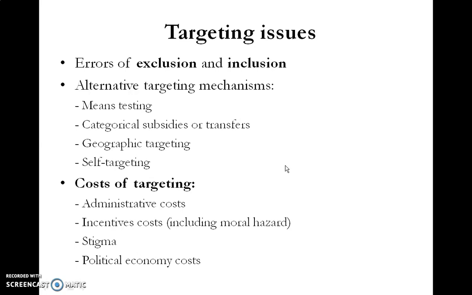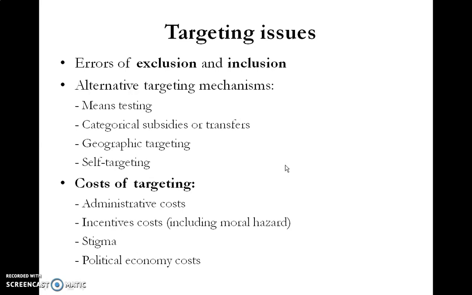Now, when it comes to government designing different targeting strategies, there are costs involved. For example, there are administrative costs, which are quite high when you are doing, for example, means testing, because it requires collecting a lot of data from potential recipients.